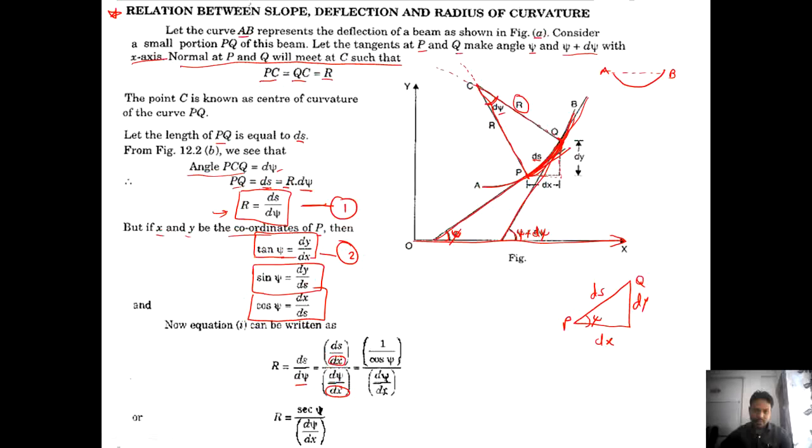Because we know dx by ds is what? Cos phi. So ds by dx will be 1 by cos phi. So in the numerator the term is 1 by cos phi, and in the denominator the term is as it is, d phi by dx. Okay, so d phi by dx. Further, r is equal to 1 by cos phi, which is what? Sec phi. So r is sec phi by d phi by dx as it is. Okay.